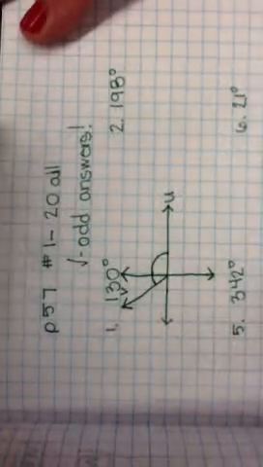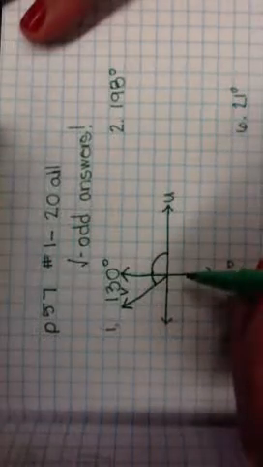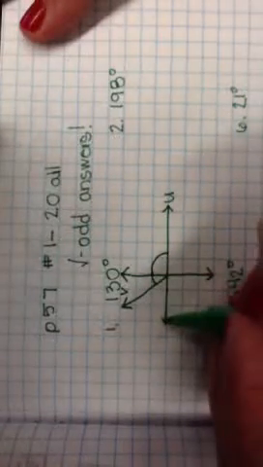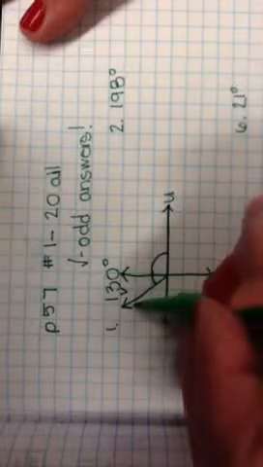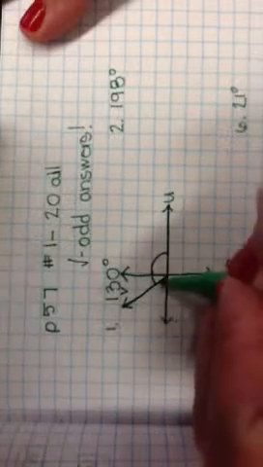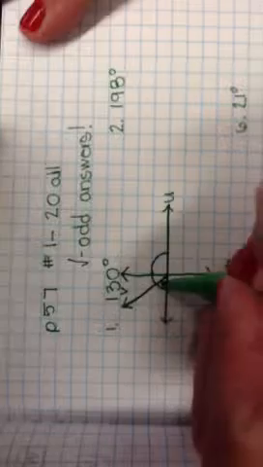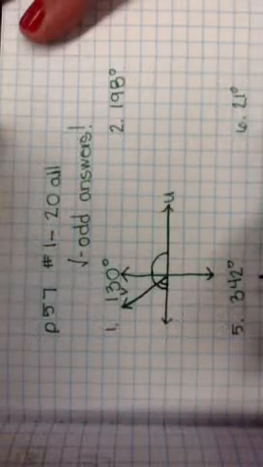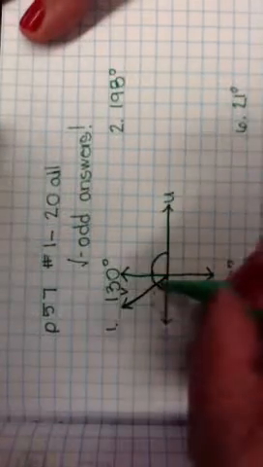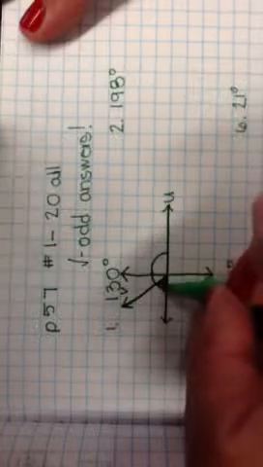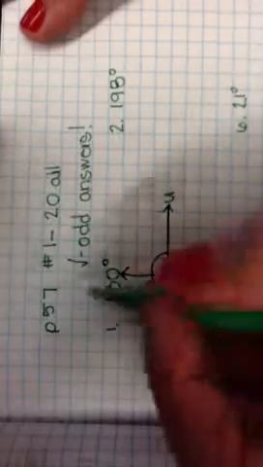And then I'm going to mark the reference angle. So the reference angle is the acute angle between the x-axis and the terminal side. So that is actually right here because it has to be with the x-axis and the terminal side. So here's our reference angle. And I need to find its measure.